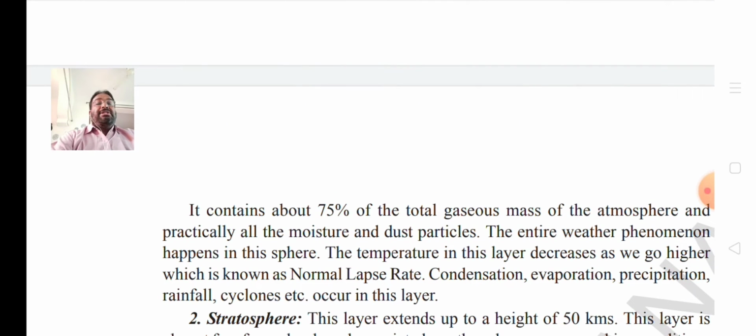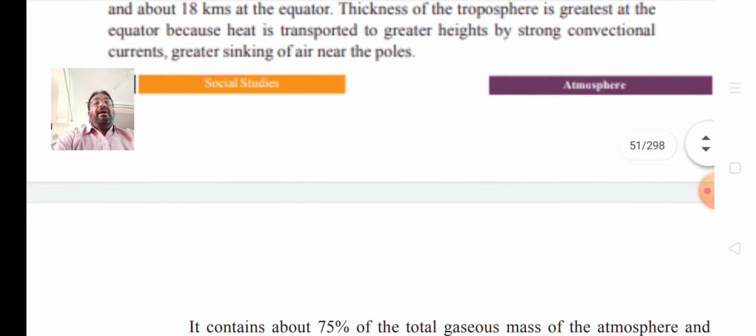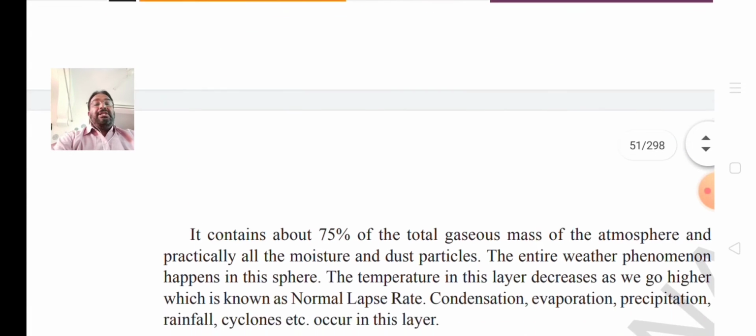It contains about 75% of the total gases mass of the atmosphere and particularly all the moisture and the dust particles. The entire weather phenomenon happens in this sphere. This is known as normal lapse rate, NLR. So it has condensation, evaporation, precipitation, rainfall, cyclones, all this happens in this particular troposphere.